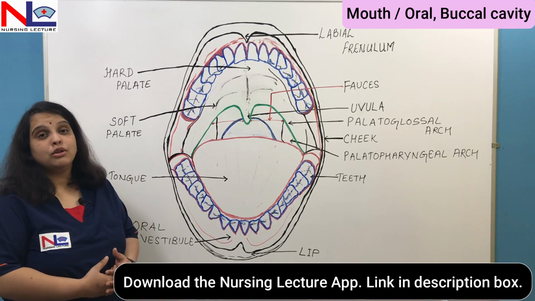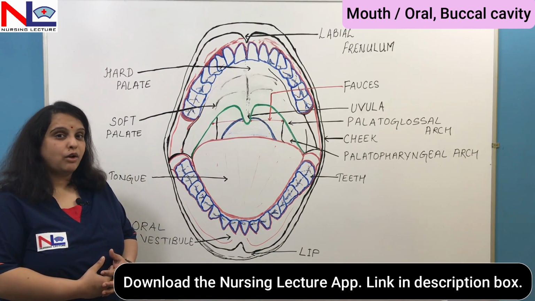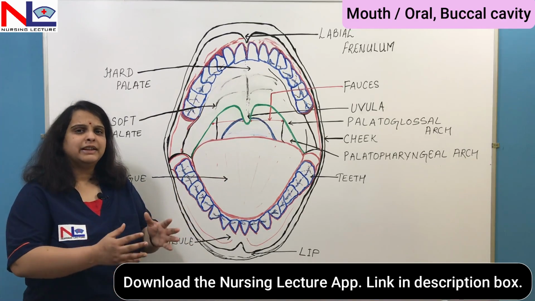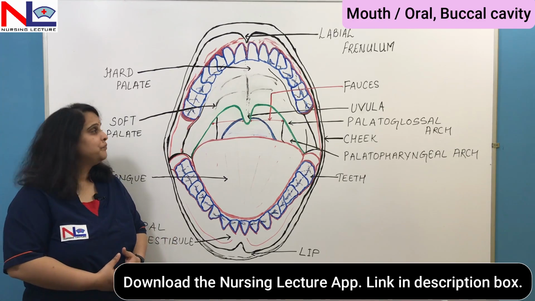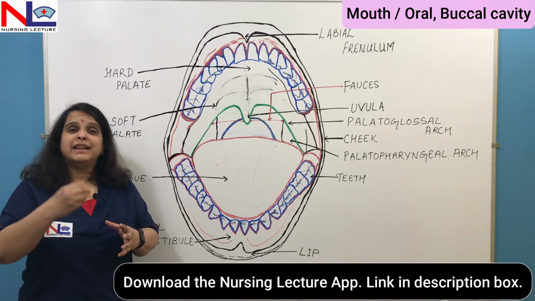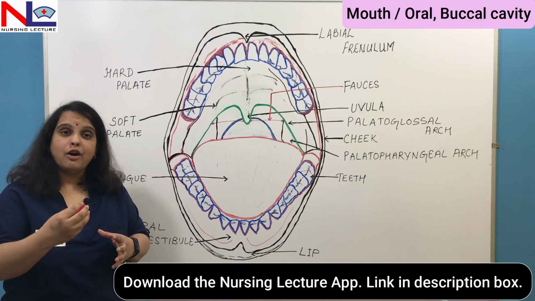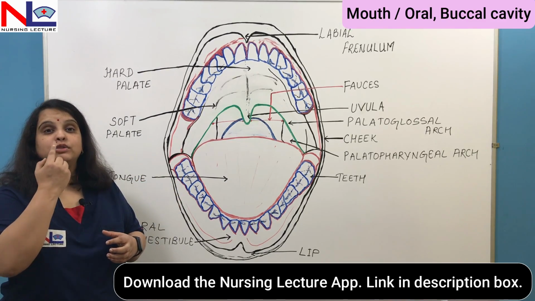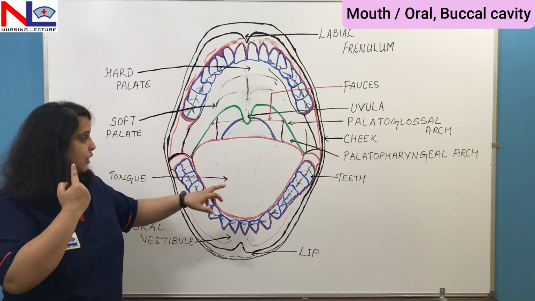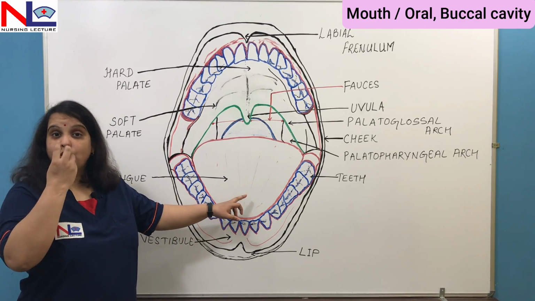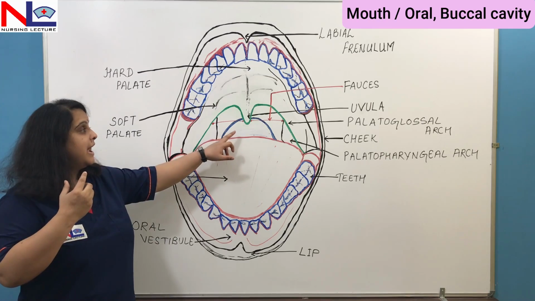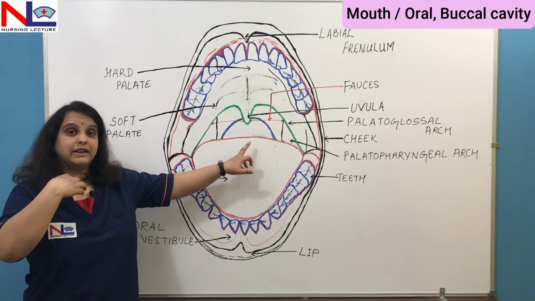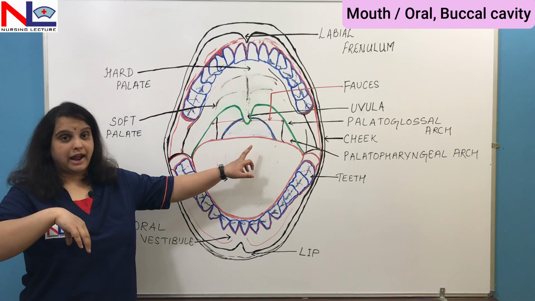But the mouth also contains some accessory organs like teeth, tongue, and salivary glands, but that we'll discuss in another video. So there is one entrance point of the mouth and one exit point. The entrance of the mouth is called the lip, from where we can open our mouth, and the exit point is where our food goes back, that is, it goes along the GI tract.